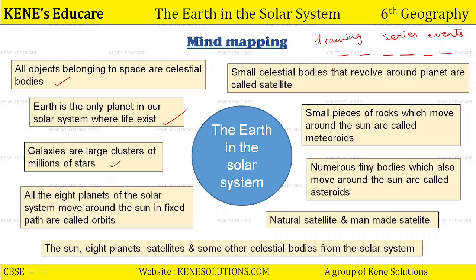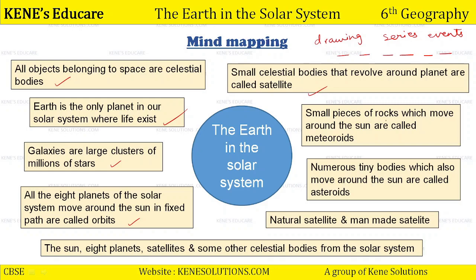It is also a cluster of millions of stars and clouds of dust, right? And gases, and it also has our solar system. Then we read, all the 8 planets of the solar system move around the sun in a fixed path, which is known as orbit. Then we read, small celestial bodies that revolve around planet are called satellite. Chote celestial body which revolve around the sun is planet and sometimes sun also are known as satellite.